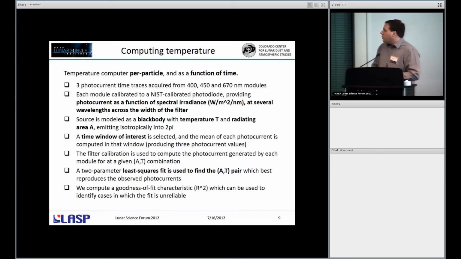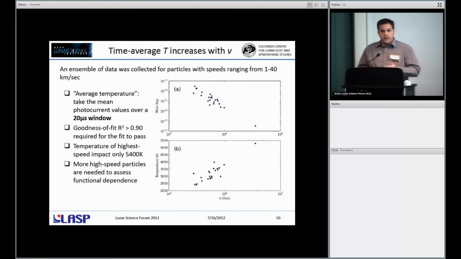So I won't make you read the entire slide here, but the idea is that we have these 3 traces versus time at 3 wavelengths. And so as a function of time, you can do a temperature fit. We divide the time history up into time bins, 1 microsecond or half microsecond time bins. And then for each bin, we have 3 values of photocurrent. And we have a model for how the 3 tubes respond to a blackbody of a certain temperature and area. And so we can find a temperature-area pair that best reproduces the 3 photocurrent signals we observe. So we get temperature, and we also get the radiating area, which means we get the power.